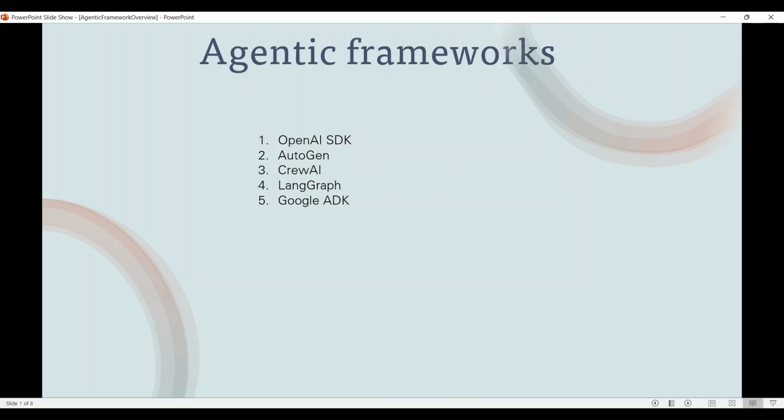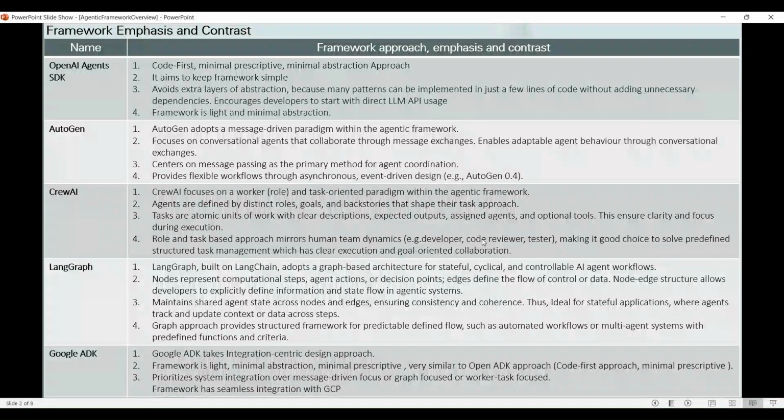So, for this discussion, we will be looking at the five popular frameworks, and they are OpenAI SDK, AutoGen, CrewAI, LangGraph, and Google ADK. These five have gained significant traction and are being adopted by enterprise, making them worthy for deeper dive and exploration. So now let's get in details.